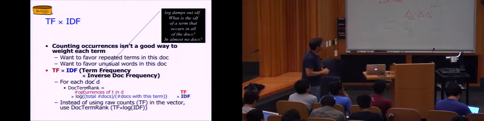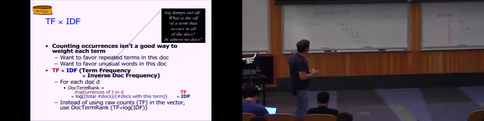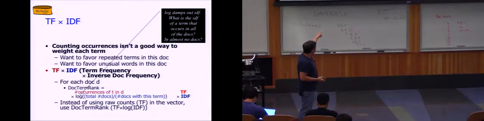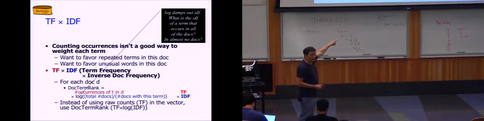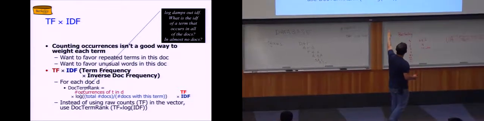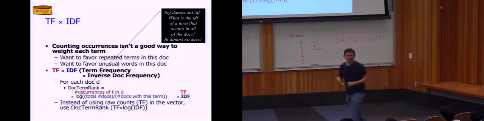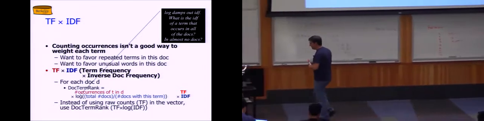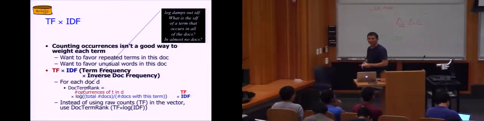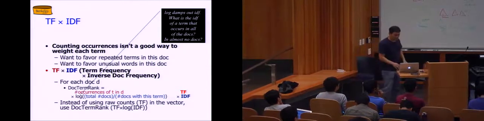Notice that the log damps out the IDF. Just to convince yourself that's right, what's the IDF of a term that occurs in all documents? Log of total number of docs divided by total number of docs is log of 1. What's the log of 1? 0. What's the log of a term that occurs in almost no documents? Total number of docs divided by 1 is big. So that's what we want. The word "the" will come out in the wash anyway as 0, so we might as well just not index it. That's what we're saying.